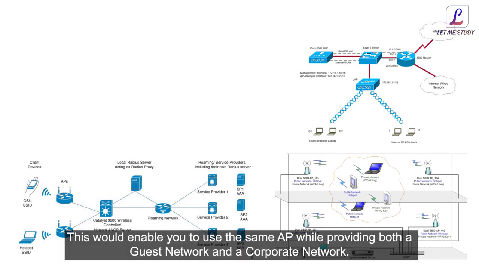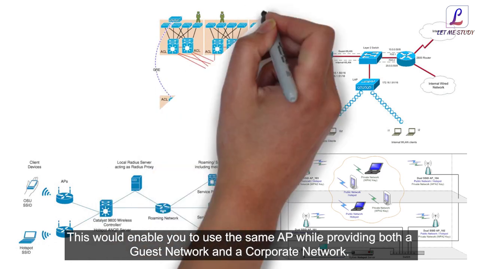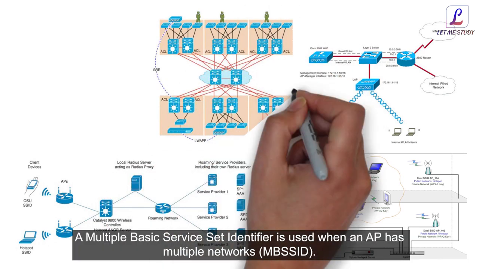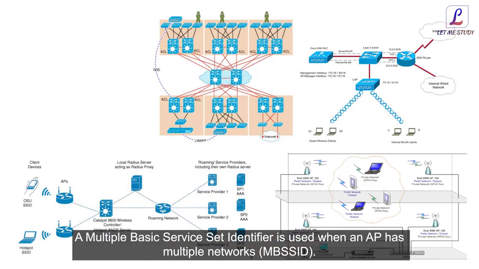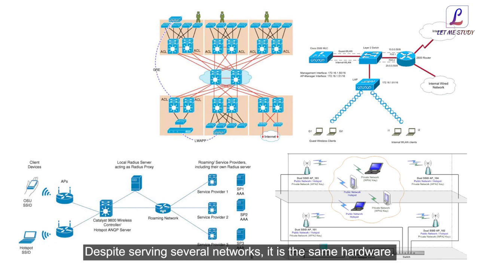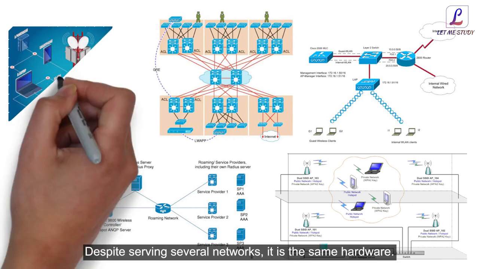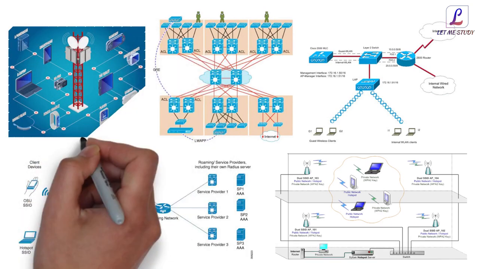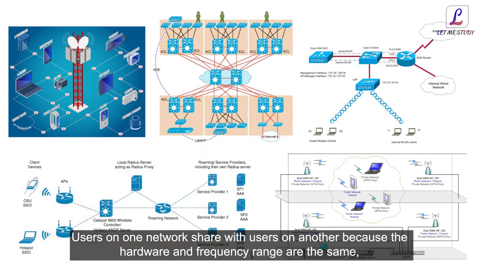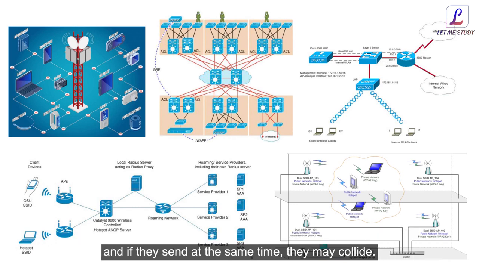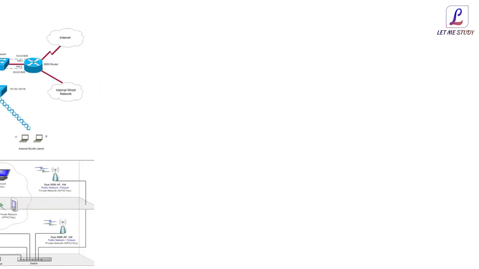This would enable you to use the same AP while providing both a guest network and a corporate network. A multiple basic service set identifier is used when an AP has multiple networks, MBSSID. Despite serving several networks, it is the same hardware. Users on one network share with users on another because the hardware and frequency range are the same, and if they send at the same time, they may collide.